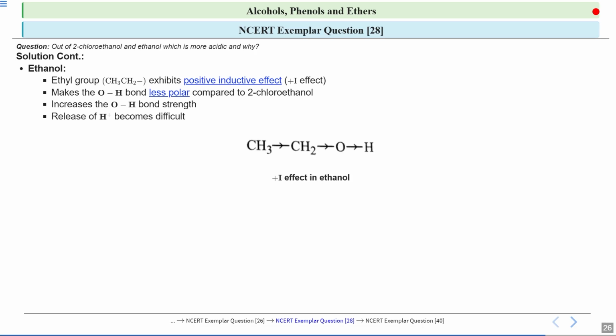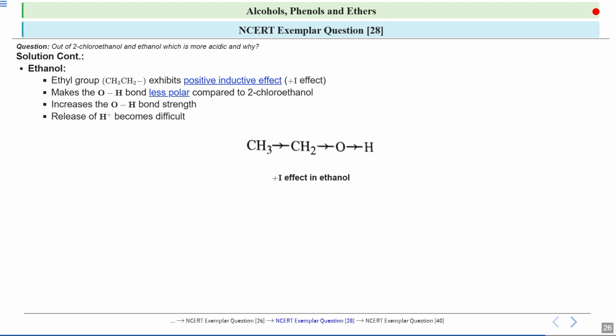If you look over here, this CH3CH2 is an alkyl group, and it will push the electron density towards the oxygen of the OH bond. Now the stomach of this oxygen is full because it is getting electron density, as these groups are electron donating in nature. Because the oxygen is full, it will not take the shared pair of electrons from this hydrogen. So this bond will become less polar. That means this OH bond strength will increase. So it will be difficult to release this H+ here.